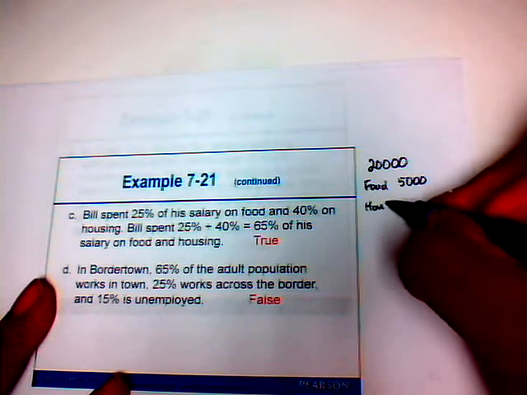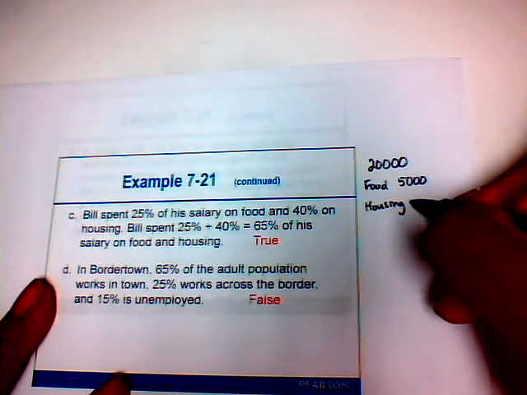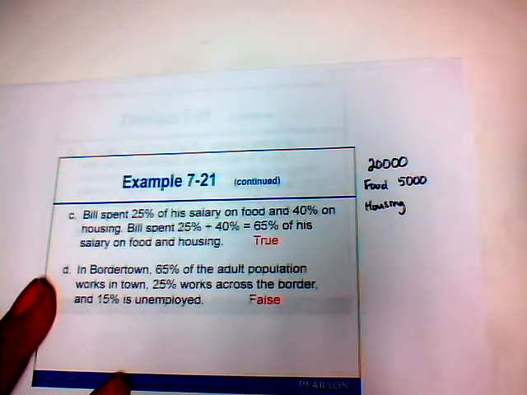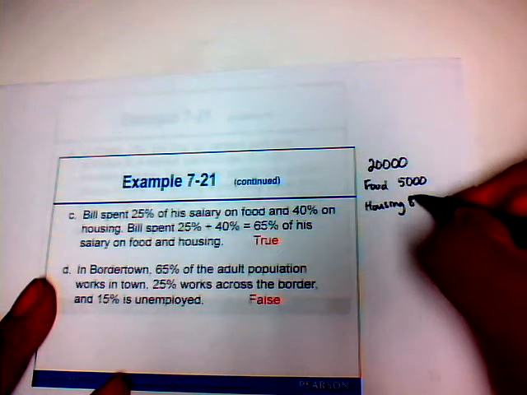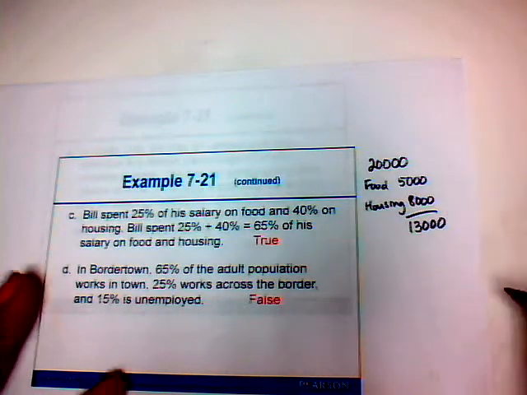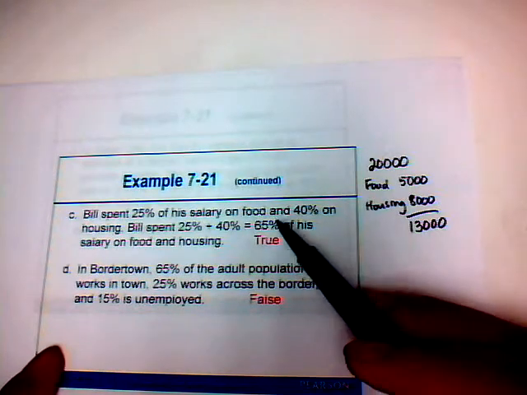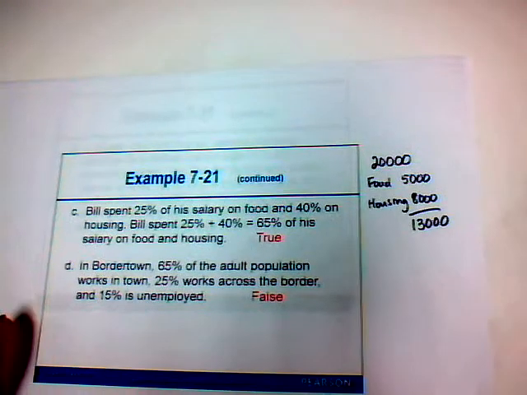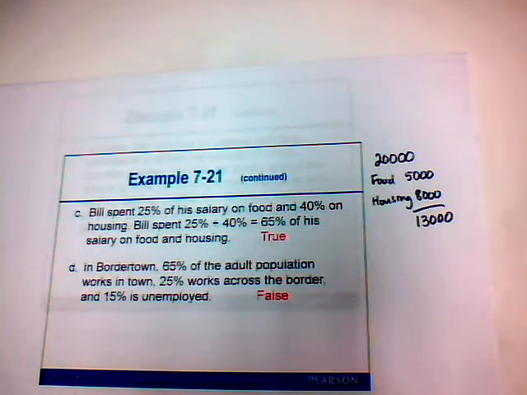And then for housing, which is 40% of that, that would be $8,000. And that total would be $13,000. And then if you take 65% of $20,000, you would also get $13,000. So that would be true.